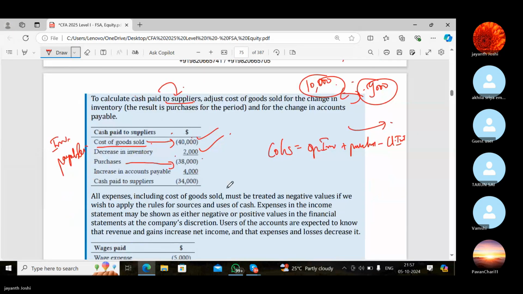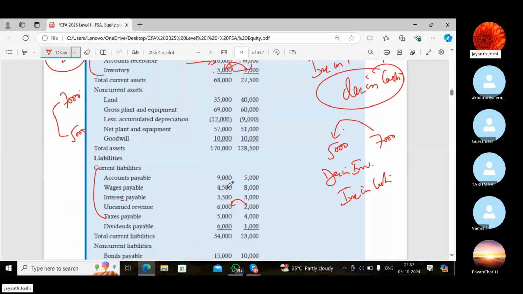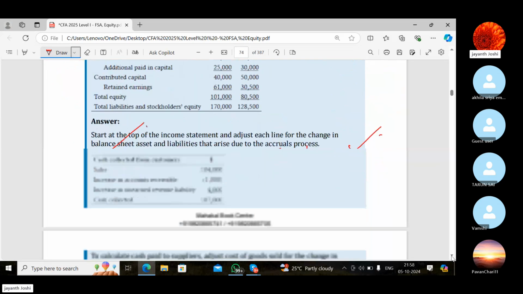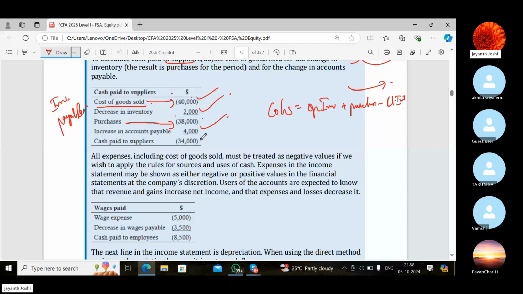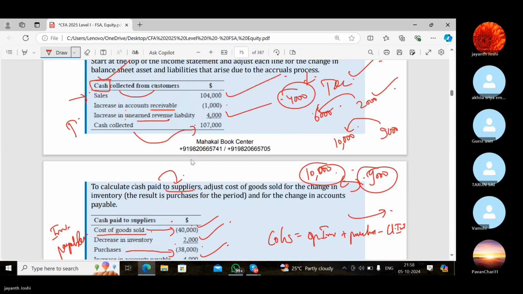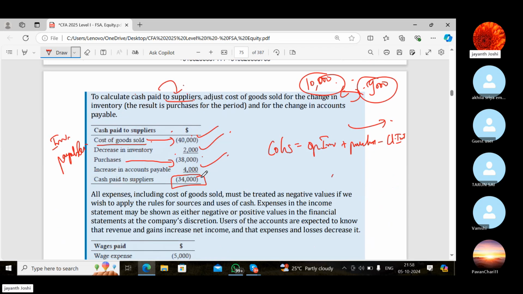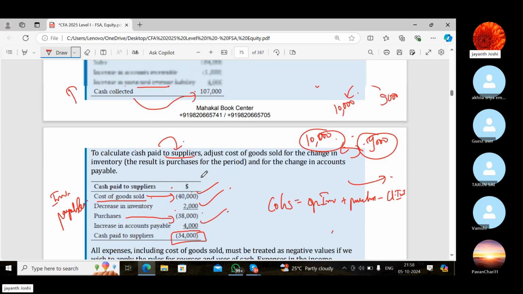Now we will see the payables. Where are the payables given? My payables, in the sense we are looking only at merchandise payables, that is accounts payable. Previous year I was supposed to make this much payment to my suppliers, now this much. My payables have increased, that means cash has not gone out, so that is an increase in cash. We will add 4,000. Then when we adjust, we get cash paid to suppliers. So we got two things here: cash collected from customers, and cash paid to suppliers. Have a look through these two figures once, please, then we'll move forward.